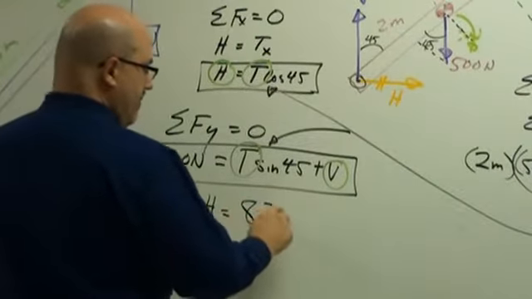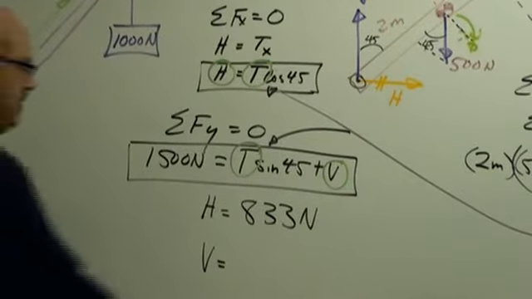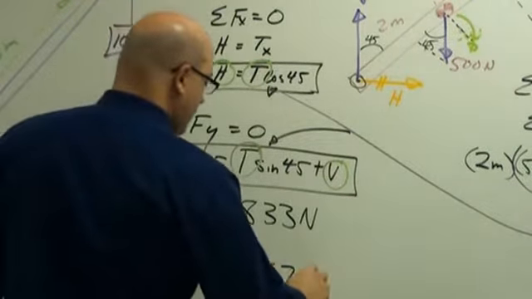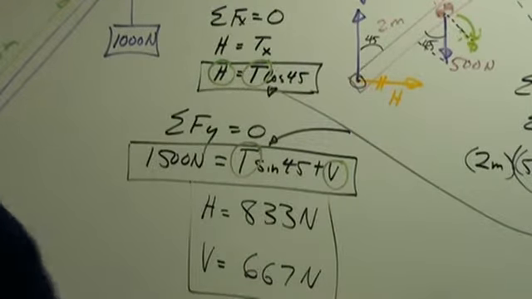833. And what do you get for vertical? No, it's 666. It's 666.